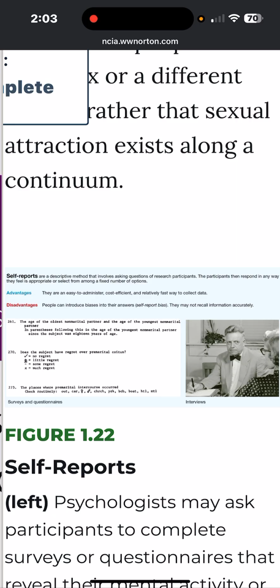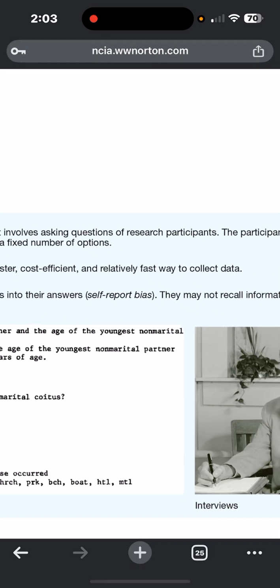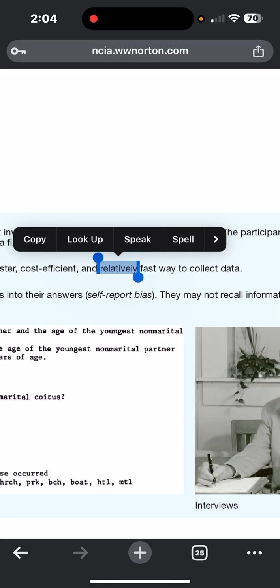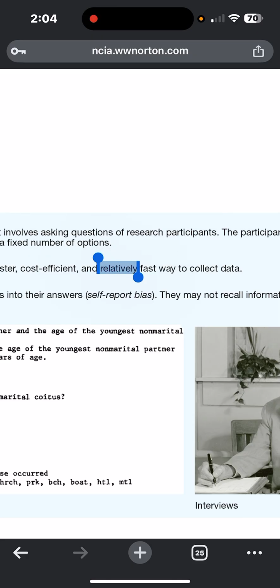What the heck is that word? Relatability. Relative. Relatively. There we go.